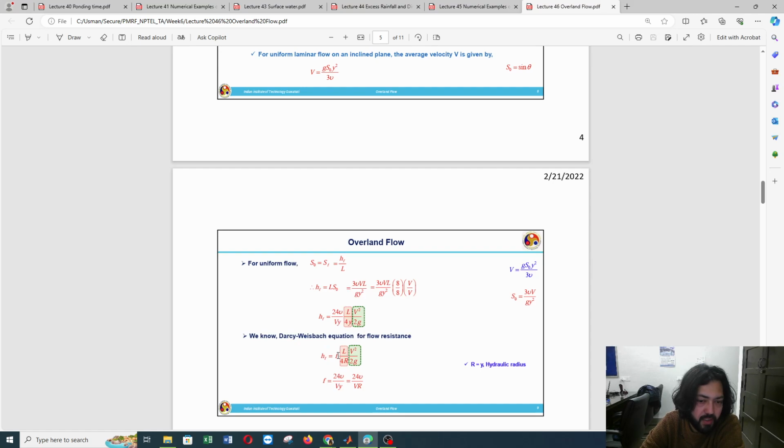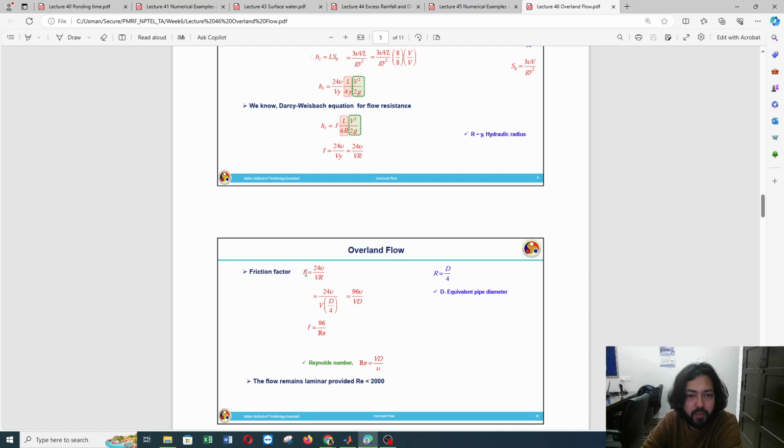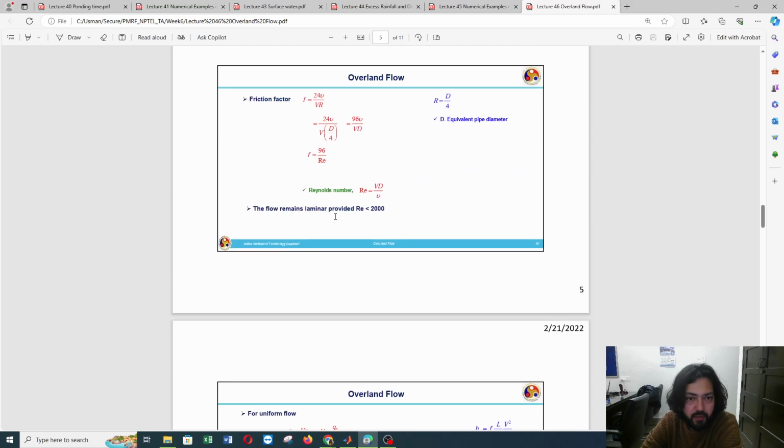If you look at this equation, the value of friction factor f we are getting as 24 nu over Vy, right? Now we are just going to modify this equation in order to get the Reynolds number. So you know the value of friction factor, and you are converting the entire equation in terms of Reynolds number. The Reynolds number is Vd by nu, and here we can see the Reynolds number is nothing but 96 divided by the friction factor, right? So this is the case for laminar flow.